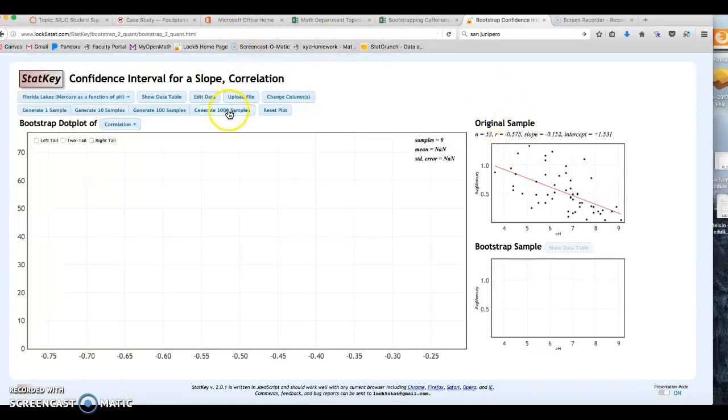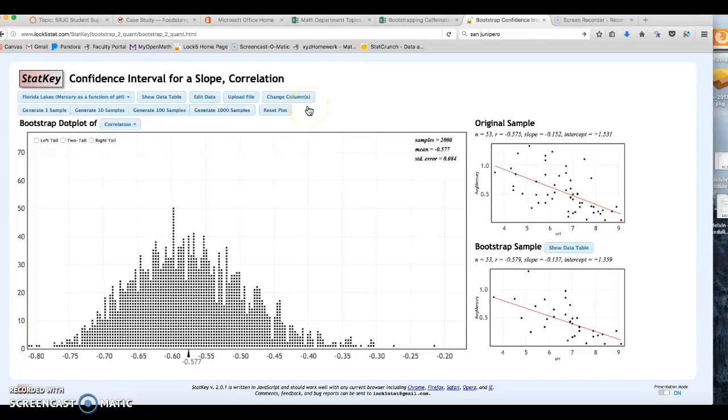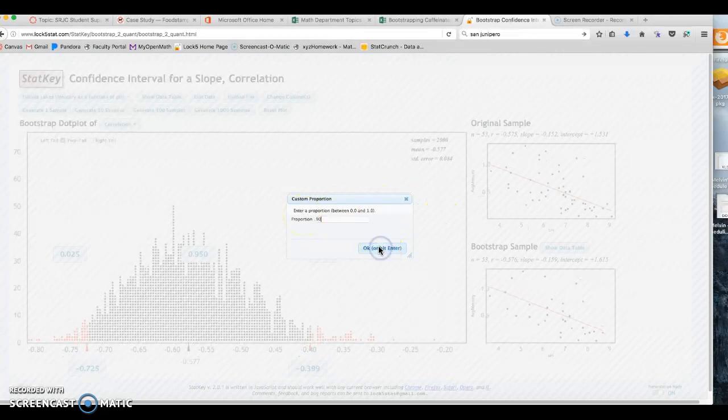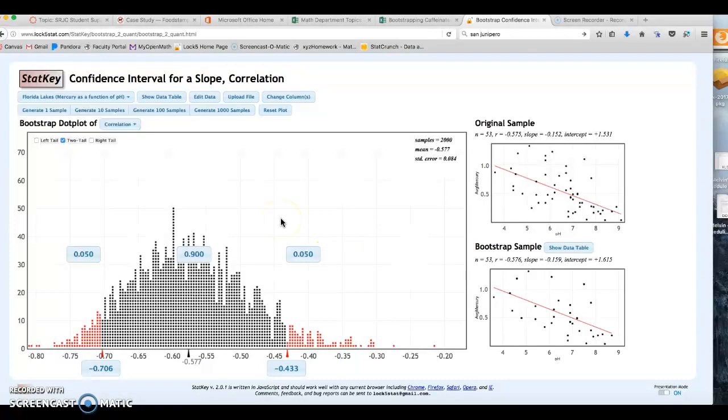All right, I'm going to generate 2,000 Bootstrap samples. Just click 1,000 twice. I have 2,000 samples. I have my standard error here, so I could use this to get a 95% confidence interval. But recall, we want to get 90%. So to get 90%, I'm going to click on two-tail, and then change this center entry to 0.90, or just 0.9. Click OK, and I get minus 0.706 to minus 0.433 as my confidence interval. So right here, this is my 90% confidence interval.